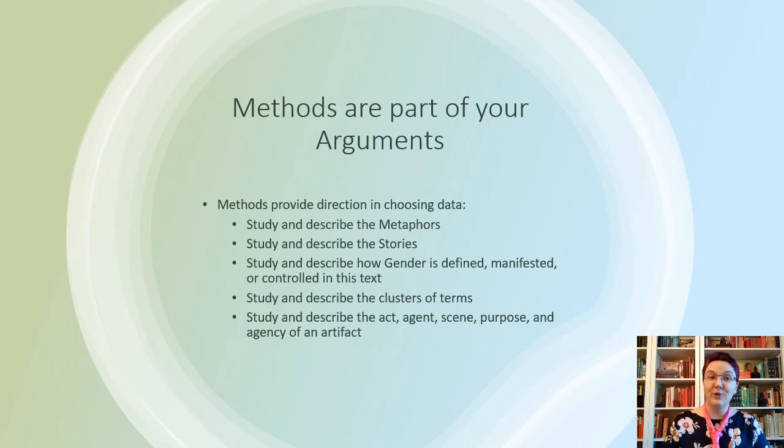And the same thing with clusters of terms. The criticism tells you what you really need to describe are the clusters and what those clusters are. If you're studying act, agent, scene, purpose, and agency in an artifact, pentadic criticism tells you where the edges of your definition are. And so that's the second really important thing that our methods do for us. First, they provide meaningful warranting assumptions for what we're going to describe, and then they tell us what description needs to be included as data in our arguments. So those are two really important ways that methods function. Remember, this applies to all rhetorical criticism methods. All of these methods provide those two things for us: warranting assumptions and boundaries for our data.